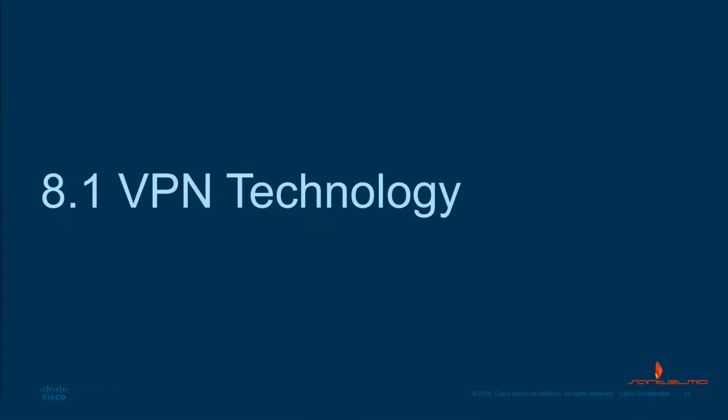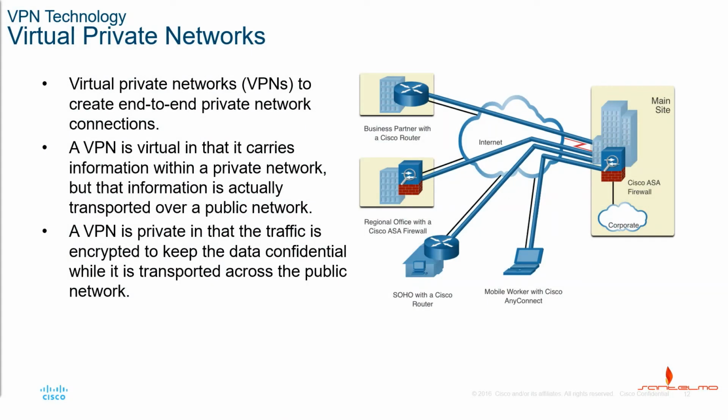Okay, so let's start. We are going to discuss first the VPN technology, or the Virtual Private Network. Basically, a VPN is used to secure network traffic between sites and users. Organizations use virtual private networks to create end-to-end private network connections. A VPN is virtual in that it carries information within a private network, but that information is actually transported over the public network, as you see here in the diagram. A VPN is private in that the traffic is encrypted to keep the data confidential while it is transported over the public network or the internet.